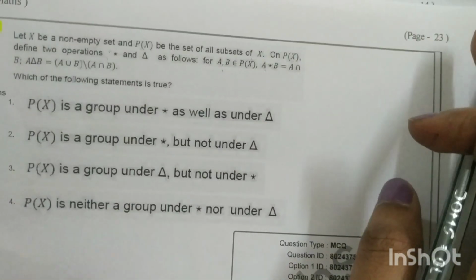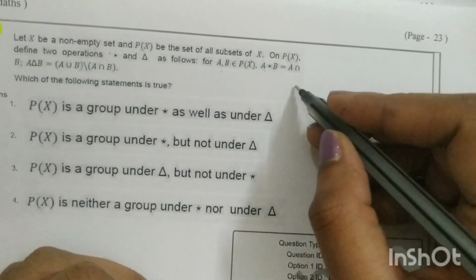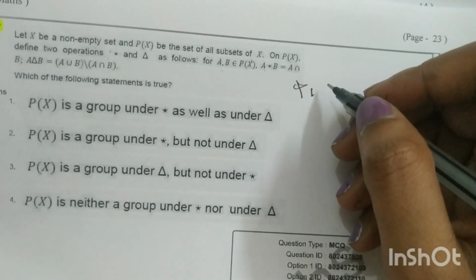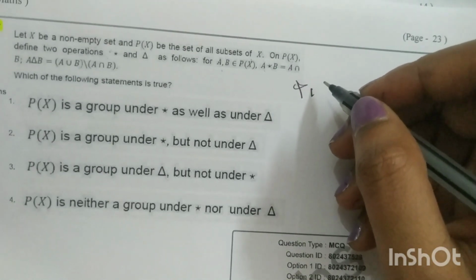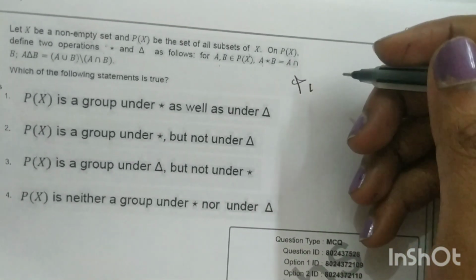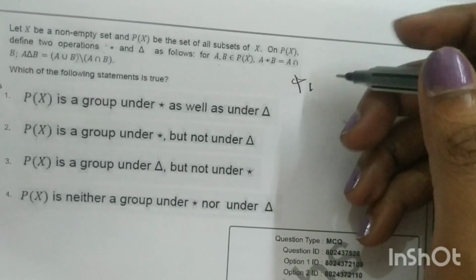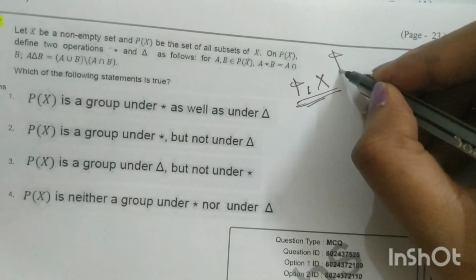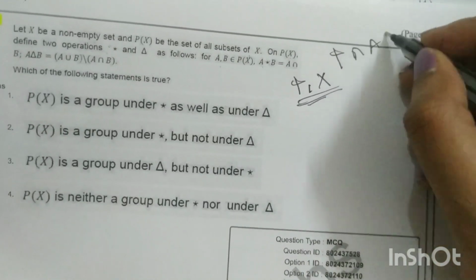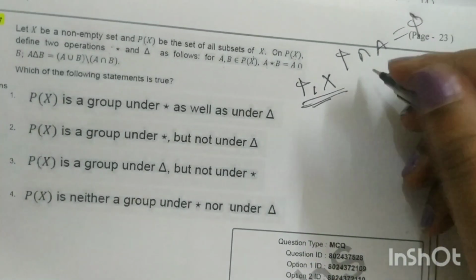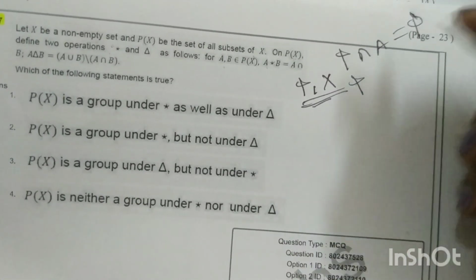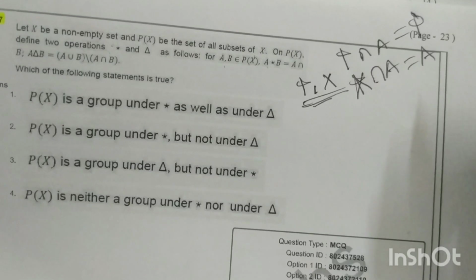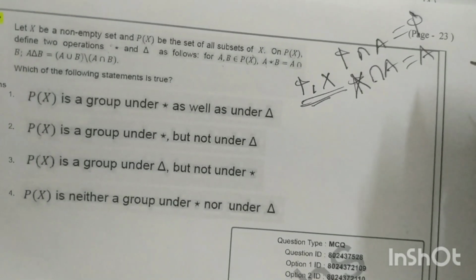As you can see here, the inverse element exists only for phi, and what else? Only phi's inverse will exist here. Okay, phi and whose will exist? X's will exist, otherwise no one else's will exist. As you can see, phi intersection whatever you choose, you will get phi, and X intersection A, you will get A. Okay, you will not get phi.